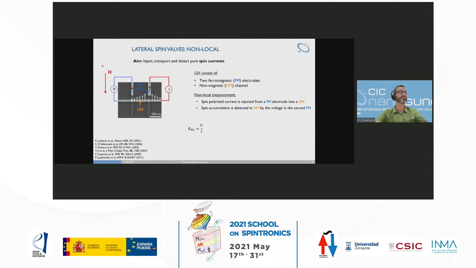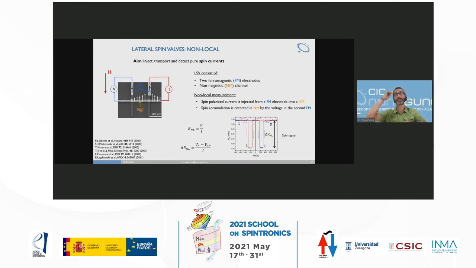You can change this by applying an external magnetic field in the easy axis of these ferromagnetic electrodes. So what we will measure is something like this. We will measure a positive voltage, positive non-local resistance. It will switch to negative and it will switch back to positive. And then you have some hysteresis, okay? So this signal, this amplitude, is what I will call the spin signal, the pure spin signal. It's only because you are generating a pure spin current that it's flowing in your normal metal here, okay?